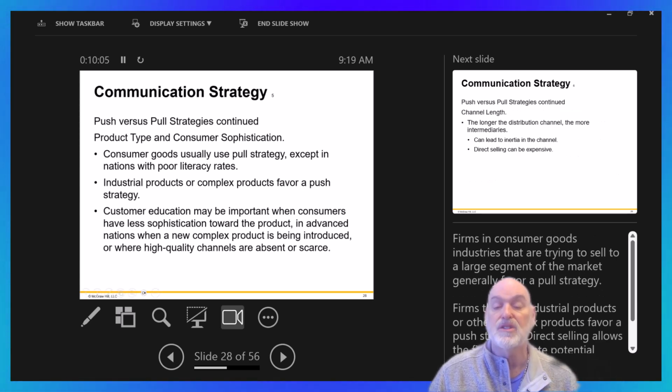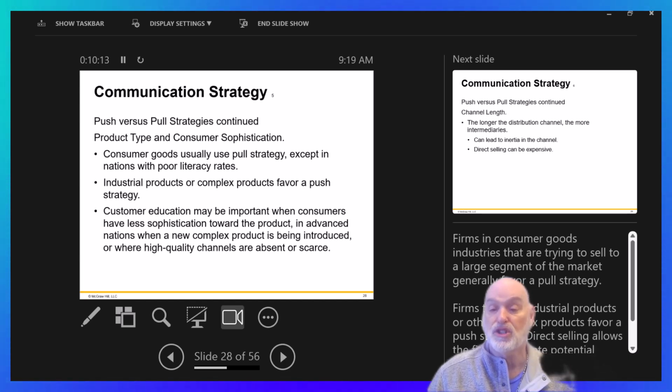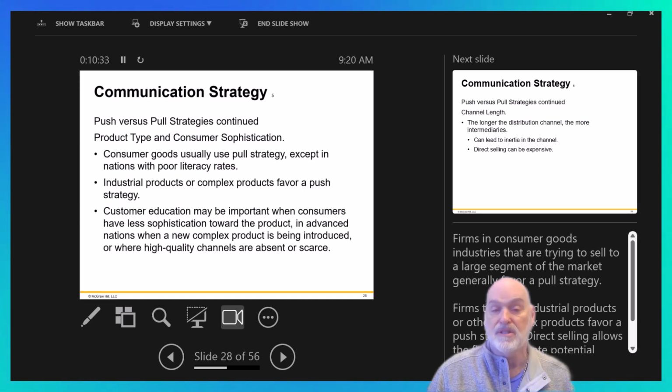Product type and consumer sophistication. Consumer goods usually use a pull strategy, except in nations with poor literacy rates. Industrial products or complex products favor a push strategy. Customer education may be important when consumers have less sophistication toward the product, in advanced nations when a new complex product is being introduced, or where high quality channels are absent or scarce.